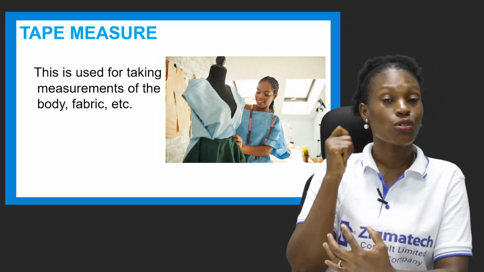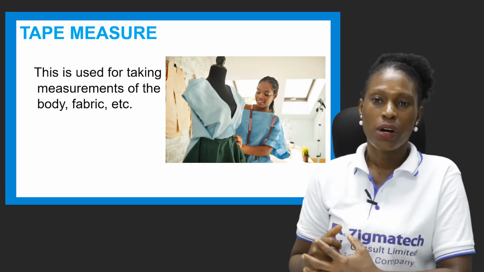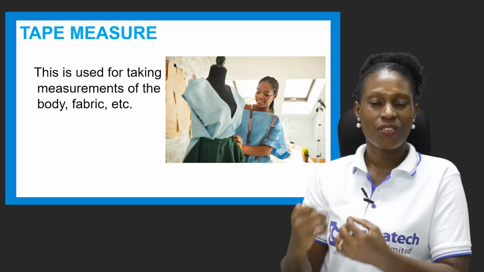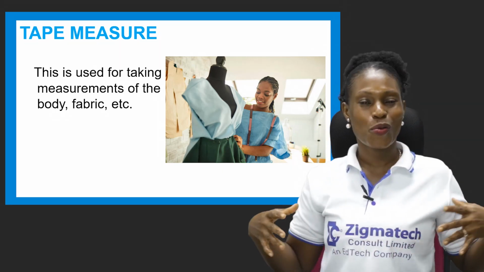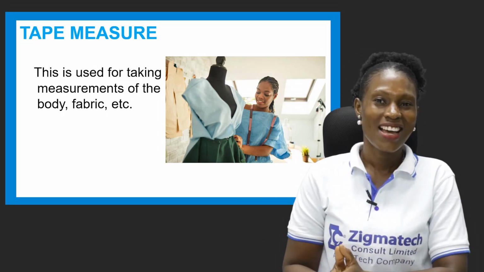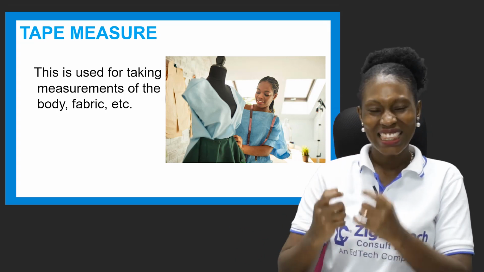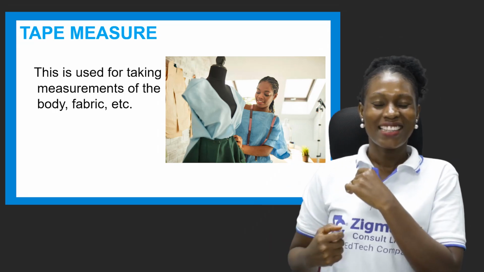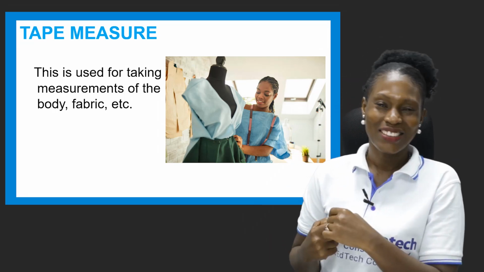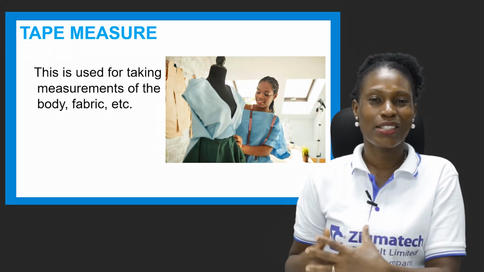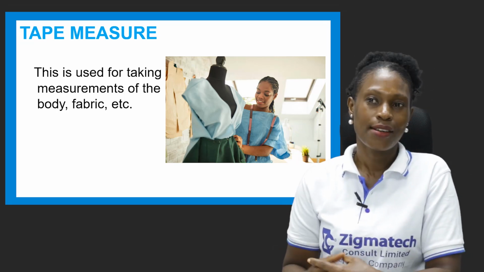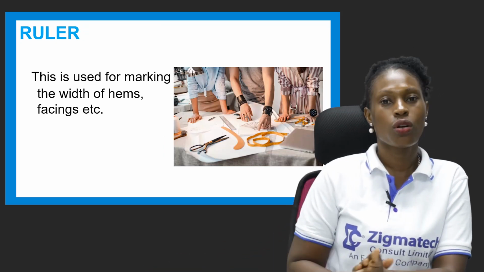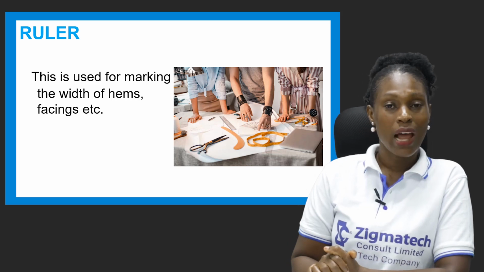So the tape measure is used to do what? To take your body measurements. And so they are able to know the sleeve length, the arm circumference, the waist, the hips, and all of that. So they put that down. That rope you see them use, that's your tape measure. They use it in measuring your body, to get your clothes ready for you. That's the tape measure. The next tool that's used for measuring is your ruler.